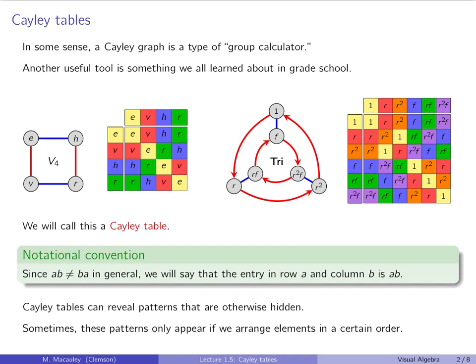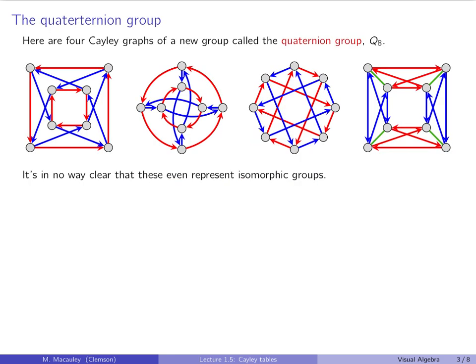Cayley tables can reveal patterns that are otherwise hidden. And sometimes these patterns only appear if we arrange elements in a certain order. In order to illustrate that last claim about patterns appearing in certain Cayley tables, I want to introduce a new group to you. This is called the quaternion group, or just the quaternions.